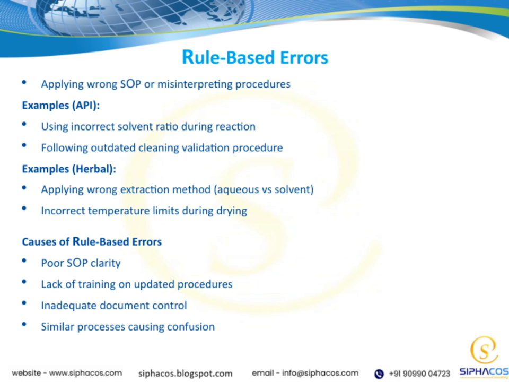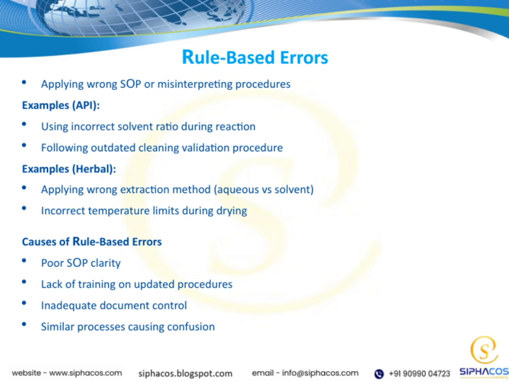What causes these errors? Often, it's due to poor clarity in the SOPs themselves. If the instructions aren't clear, it's easy to get confused. Lack of proper training on the latest procedures can also lead us astray. Inadequate document control means outdated or incorrect procedures might still be in use. And sometimes, similar processes can cause confusion, especially if they're not clearly distinguished. Understanding these causes helps us prevent rule-based errors, which are critical to maintaining quality and compliance across both pharmaceutical and herbal processes.